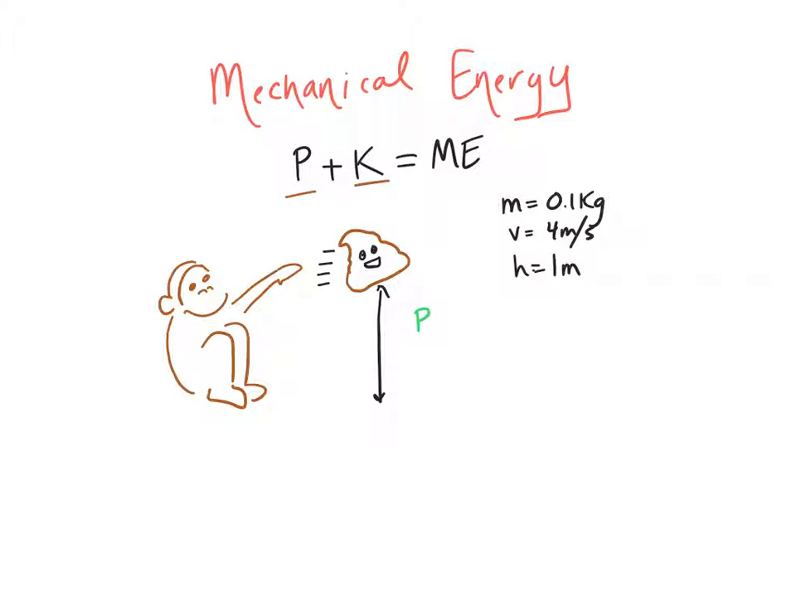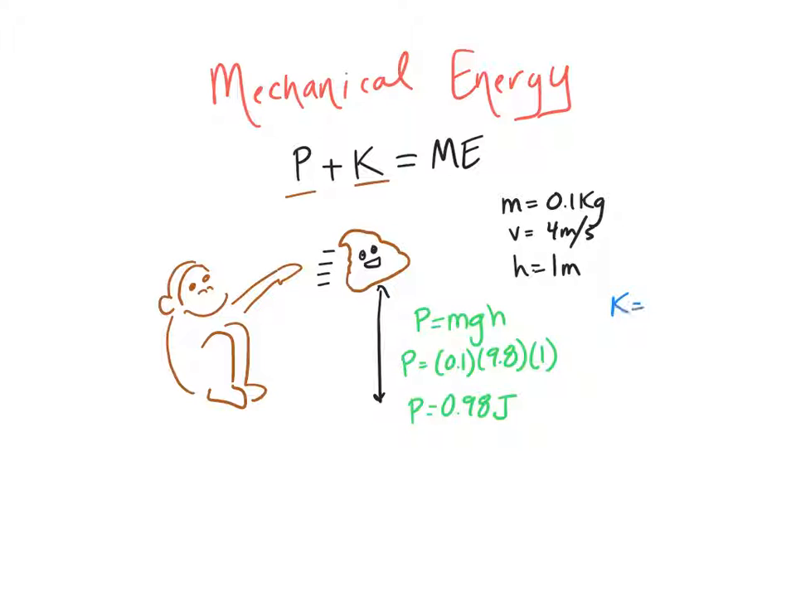First, we're going to find the potential energy. So potential energy is mass times gravity times height. So potential energy is 0.1, g is 9.8, we're on Earth, height is 1. So the potential energy of the poop as it flies along here is 0.98 joules.